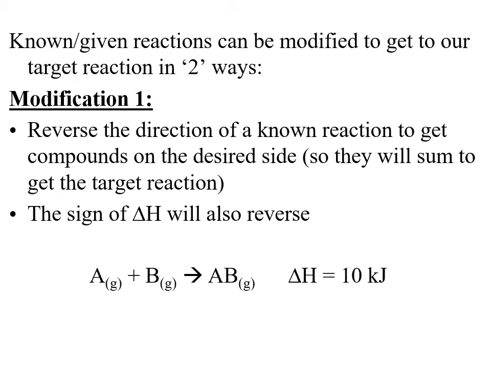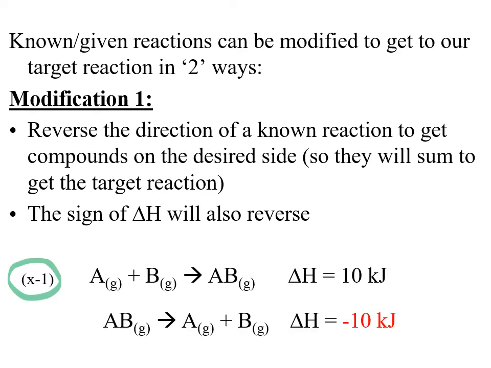So for example, A plus B forms AB. Let's say that you required 10 kilojoules of energy to get it to happen. Then we could say, let's flip this reaction. I'm going to write it as multiplying by -1. And what that will do is we get the same reaction, we've just flipped it.